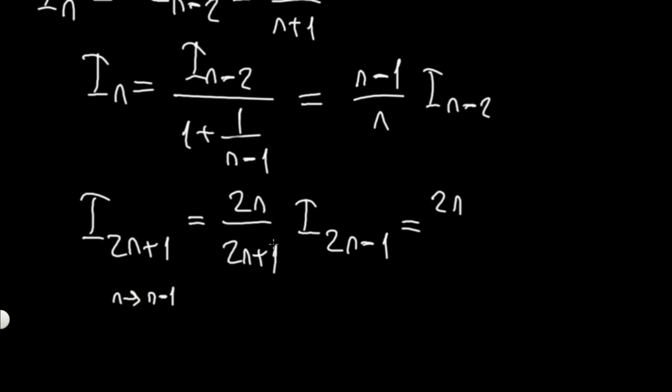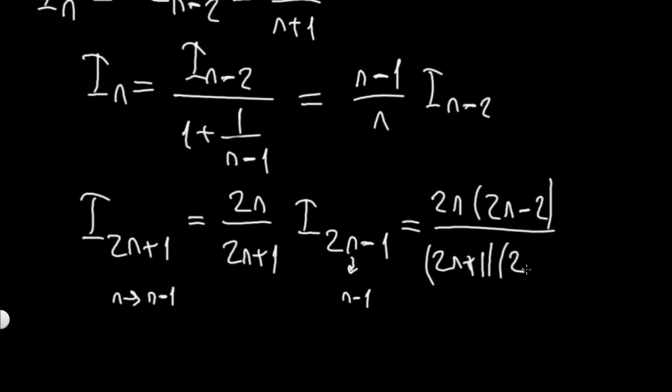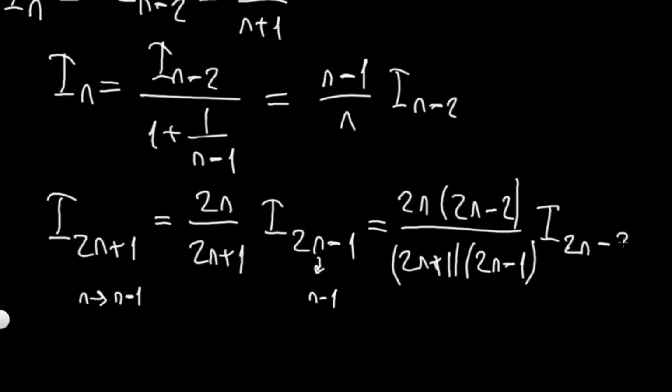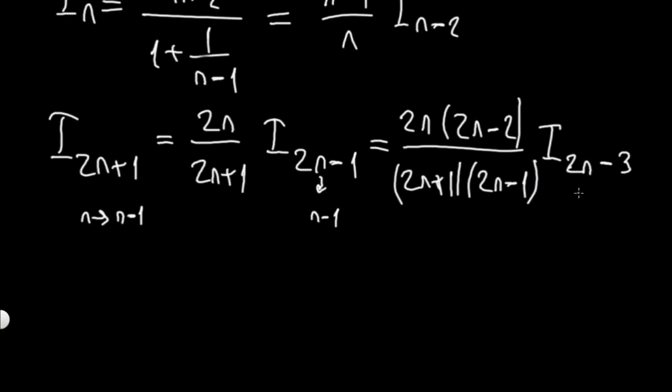And this will go one more less, because I will also get the multiplication of 2n minus 2 over 2n plus 1 when I put n minus 1 here. And also when I put n equal to n minus 1 here, I will get 2n minus 1. So this will be 2 less, 2n minus 3. Okay, so I can just keep doing this.